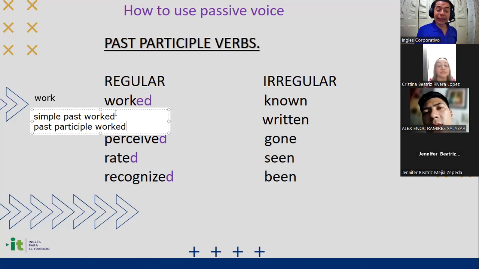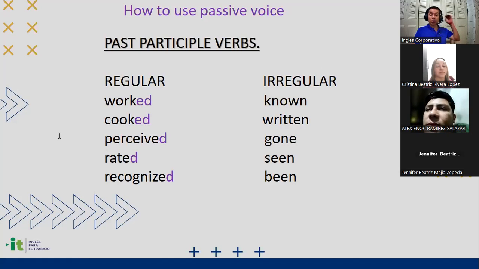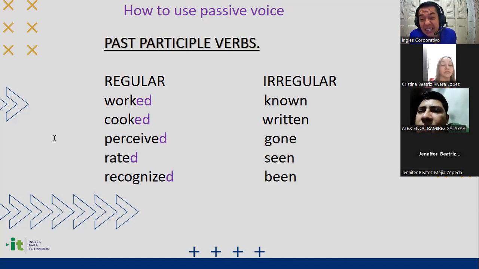The simple past in regular verbs is exactly the same as the past participle, right? La forma del pasado simple de los verbos regulares es exactamente, hasta con la pronunciación, la misma que el pasado participio, right? The same, la misma. Worked, worked. Learn, learn. Look at these examples. Cook, cooked. Perceived, perceived. Rated, rated. Recognized, recognized, right? Solo vamos a ir agregando una ED. O si termina en E, le agregamos solo la D. En la forma regular es exactamente lo mismo que el pasado simple. Es lo mismo que el pasado participio, ¿ok?